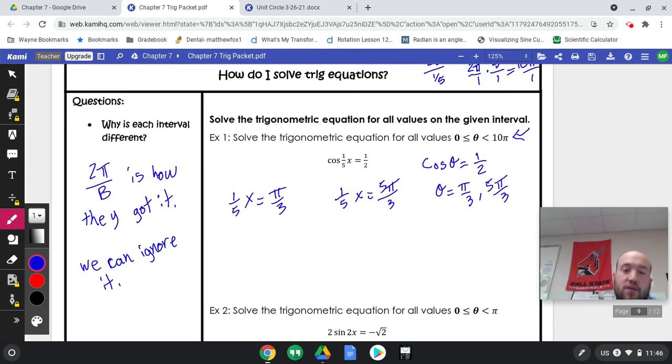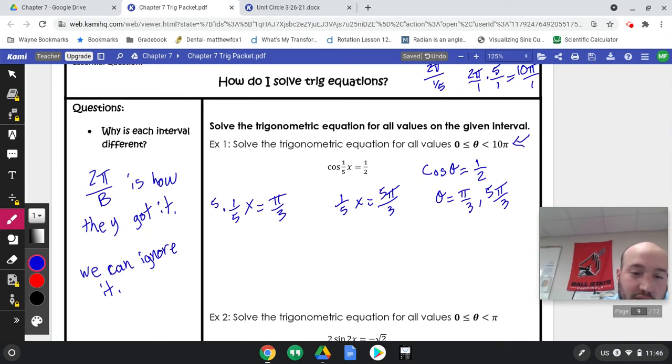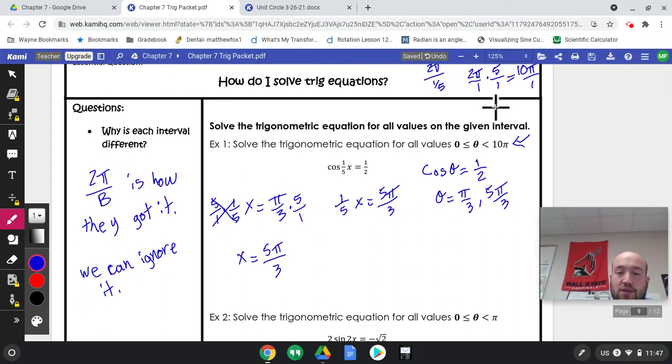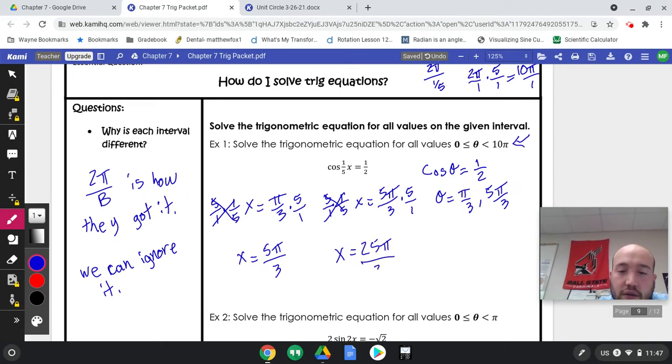I don't know if you guys remember, if we have a fraction here, we can just multiply by the reciprocal. That'll cancel. If I do it to one side, I've got to do it to the other. So times 5 over 1, that cancels. I'll do it to the other side, times 5 over 1. And 5 times pi is 5 pi, 1 times 3. So x equals 5 pi over 3. That is one of our answers. To do the other one, same thing, times 5 over 1. We've got to do it to both sides. And the other option would be 25 pi over 3.